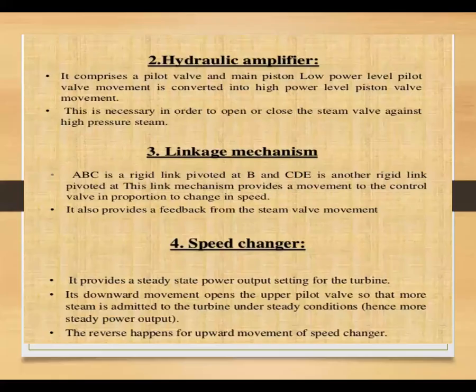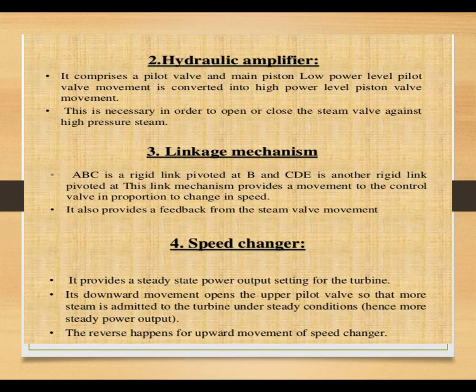Linkage mechanism. It is a rigid link pivoted at point B with the combination ABC, and CD is another rigid link pivoted at point D. The function of the link mechanism is to control the steam valve or gate. We get the feedback from the movement of the steam valve via link CD.